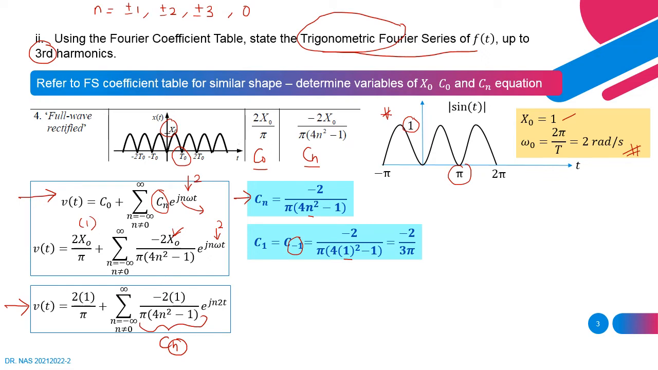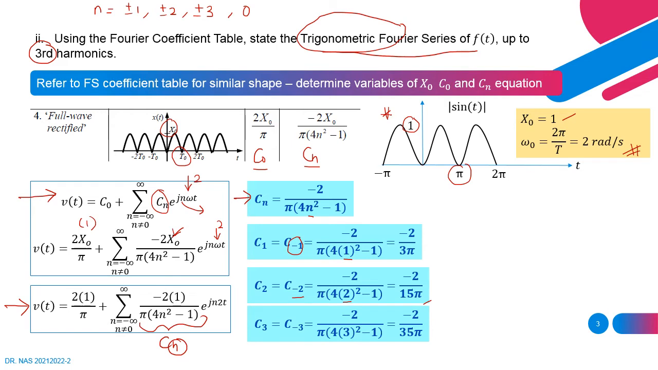Next, when n equals 2, replace n equal to 2, so you get negative 2 divided by 15 pi. When you replace n equal to minus 2, minus 2 squared becomes positive, so again you have negative 2 over 15 pi. For the third harmonics, when n equals positive 3 and negative 3, replace n with positive 3 and negative 3, and you get the same Cn values. Once you have the Cn values, you need to replace your Cn into the general equation and vary the n as well.